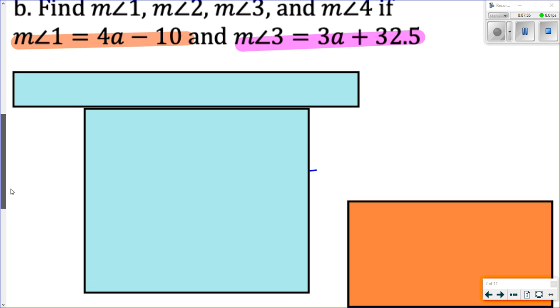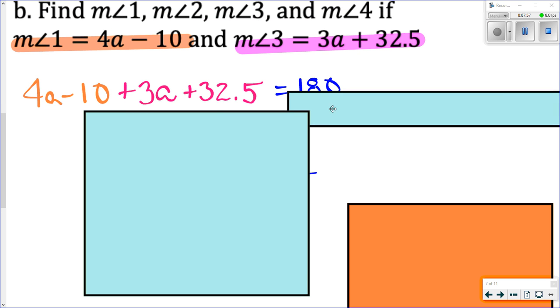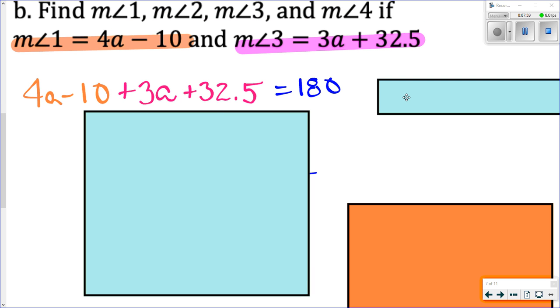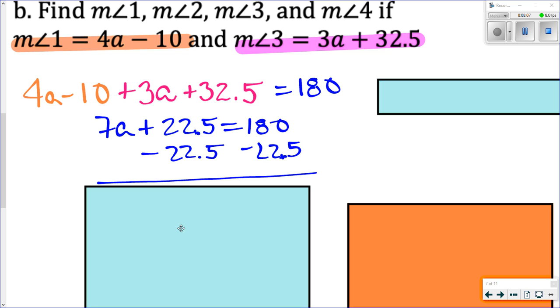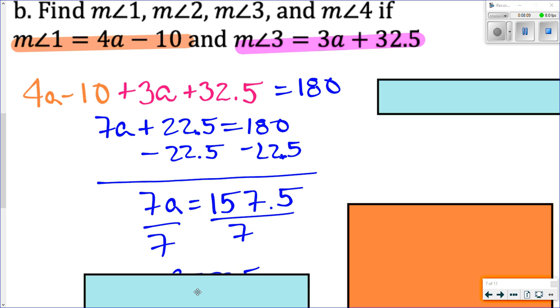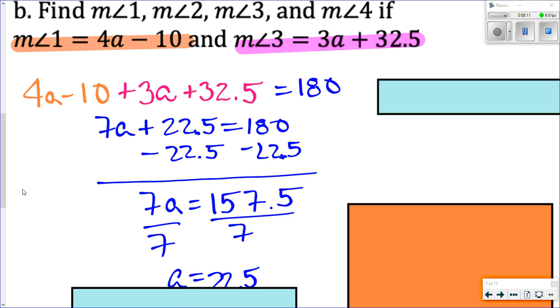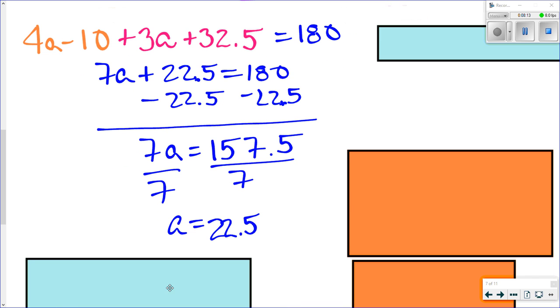Supplementary means 180. So then I will put angle 1 and 3 together by adding them, and then set it equal to 180. And I just combine like terms, solve, and then I end up with A equals 22.5. All right, we're not done yet because we still have to find angle 1, 2, 3, and 4. So let me just expand this.